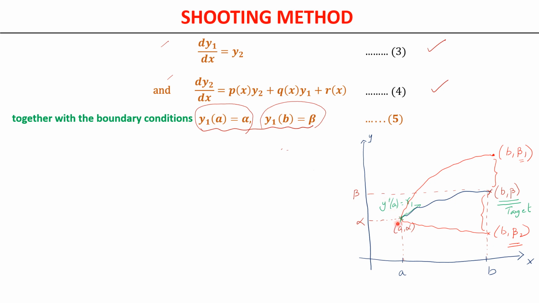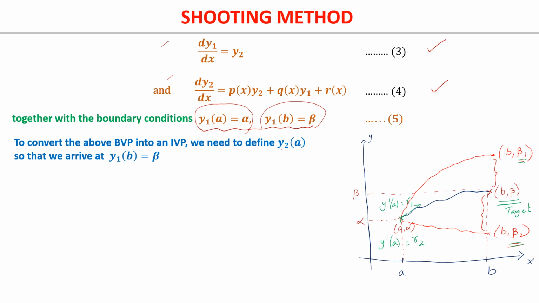So we choose two slopes. What are the two slopes we have taken? y dash of A is gamma 1 and the other is y dash of A is equal to gamma 2, and we have arrived at two solutions, say beta 1 and beta 2. Thereby, how to proceed, I will tell that in the next slide. But this is how we reduce that BVP into an IVP.